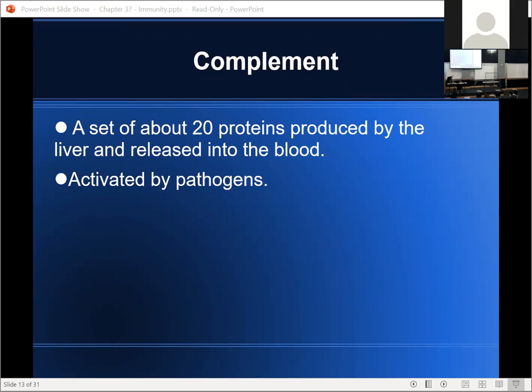All right, so earlier when I mentioned natural immunity, one example of natural immunity is complement. And complement isn't just one thing. Complement is a set of about 20 different proteins produced by the liver, released into the blood, so complement is circulating in your blood. Complement becomes activated by pathogens.